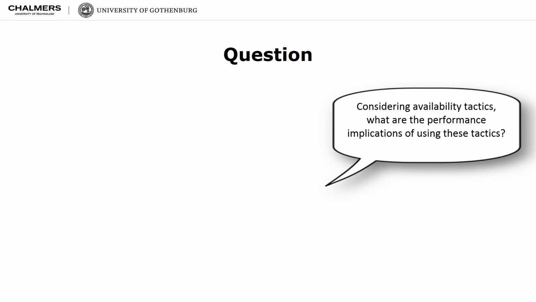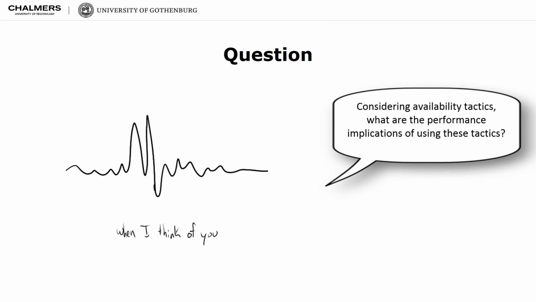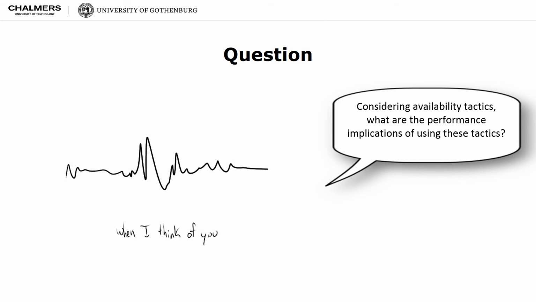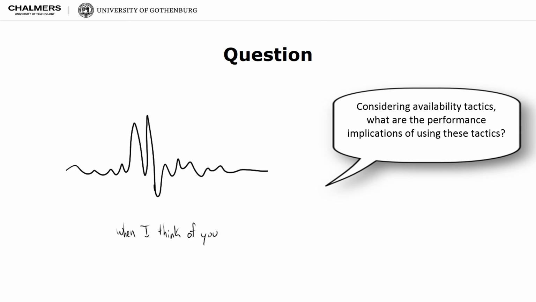Here is a question for reflection. Considering availability tactics, what are the performance implications of using these tactics? Think of heartbeat, for example. The time taken to detect a failed process relies on the frequency of heartbeat. Clearly, the higher the frequency, the faster failed nodes will be detected. However, a too high frequency requires too much overhead and may cause performance degradation.